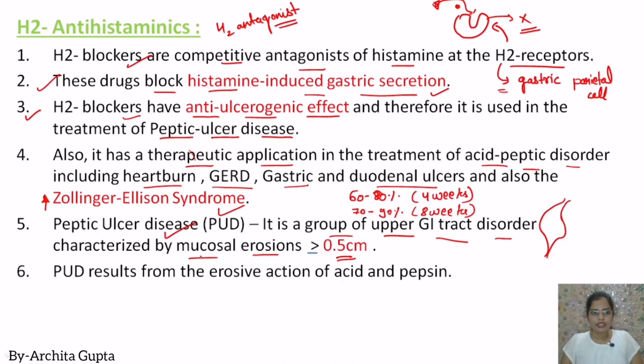Okay, so the sixth point says that peptic ulcer disease basically results from the erosive action of the acid and the pepsin.